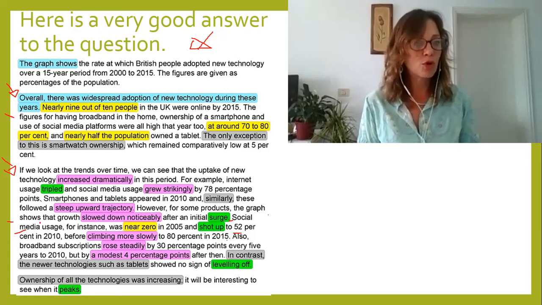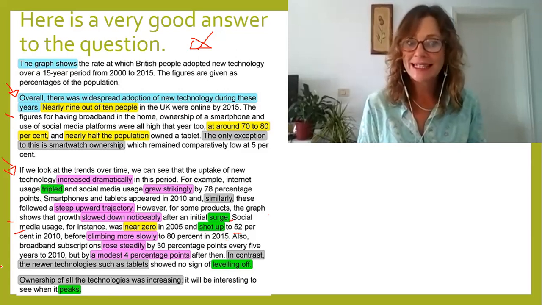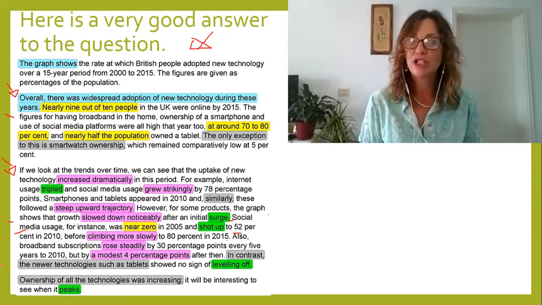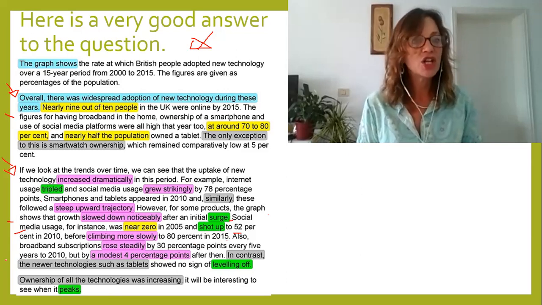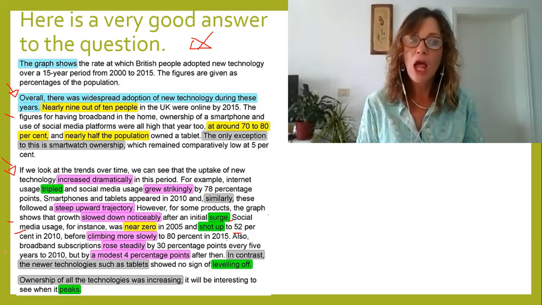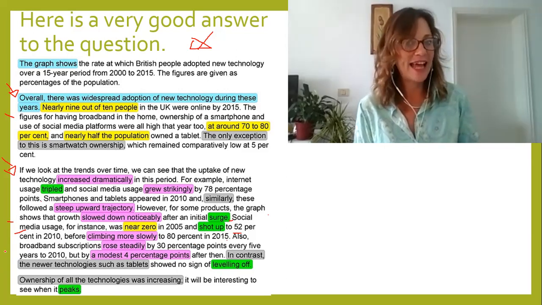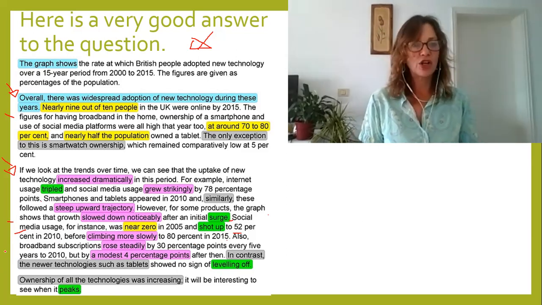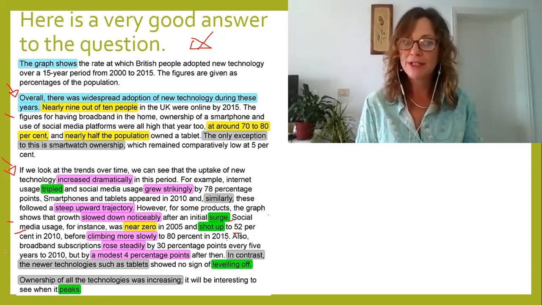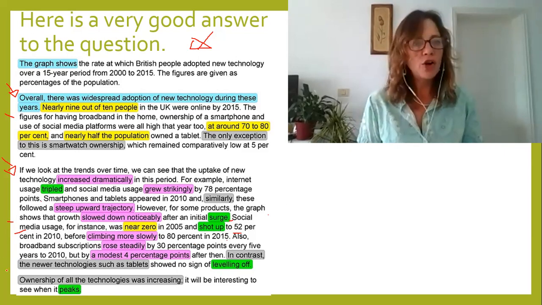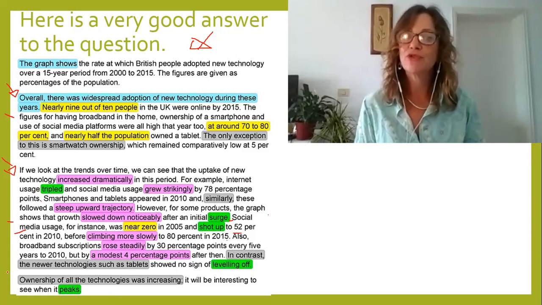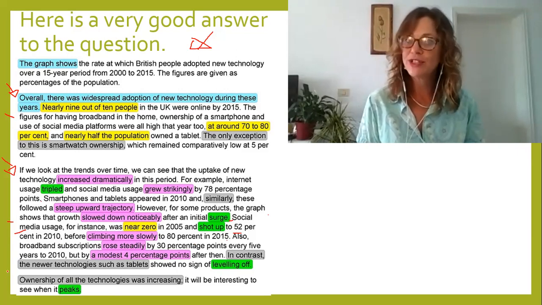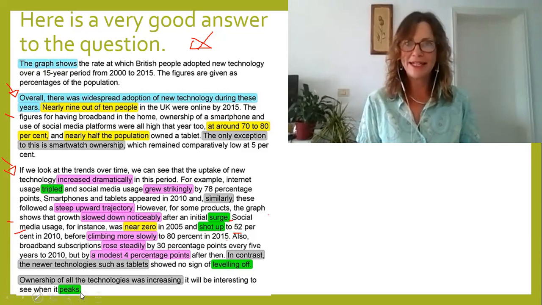Also, broadband subscription rose steadily by 30 percentage points every 5 years to 2010, but by a modest 4 percentage points after then. In contrast, the newer technologies, such as tablets, showed no sign of leveling off. Ownership of all the technologies was increasing, and it will be interesting to see when it peaks.